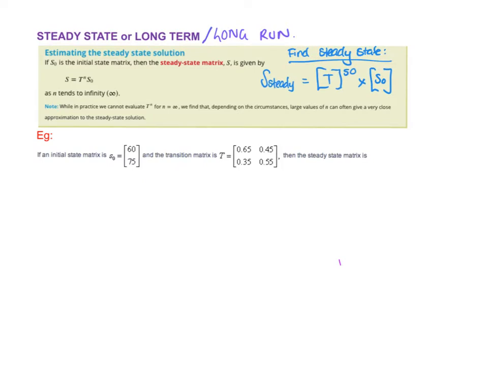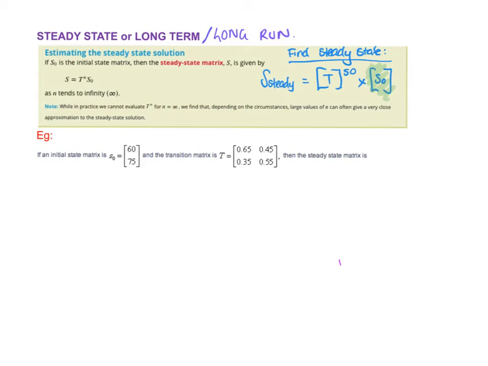Now you can times it by any state. It doesn't have to be the original one. You could have state 3. As long as you times it with the high power, you'll reach the steady state. So if you're going to go find the steady state, you're going to use the transition to the power of 50.